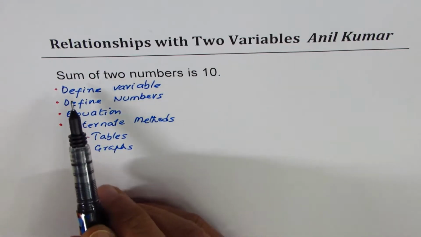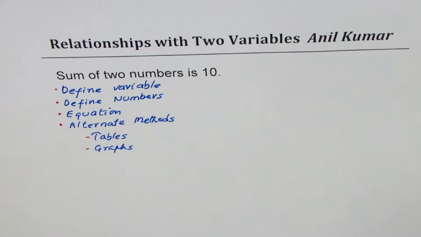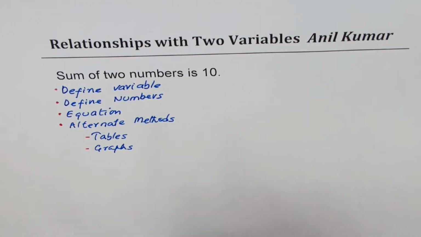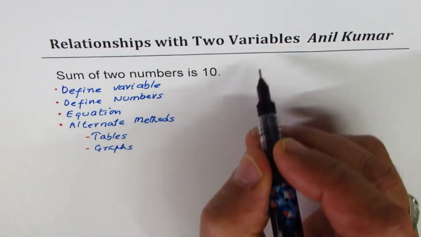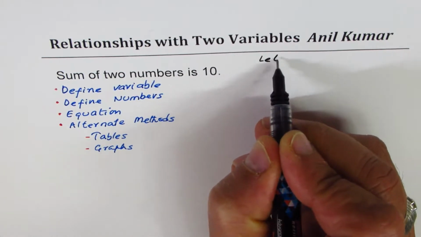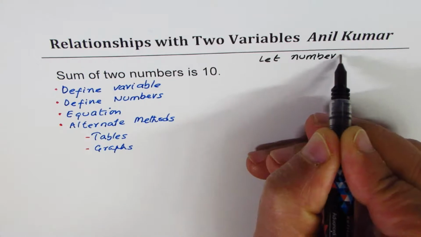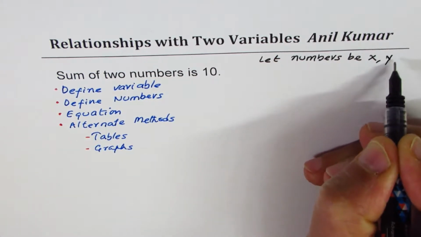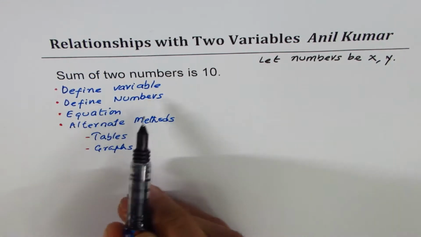The question here is, sum of two numbers is 10. Let me start with defining variables. Defining variables is kind of like a let statement. So define variables using a let statement. We say let numbers be x and y.